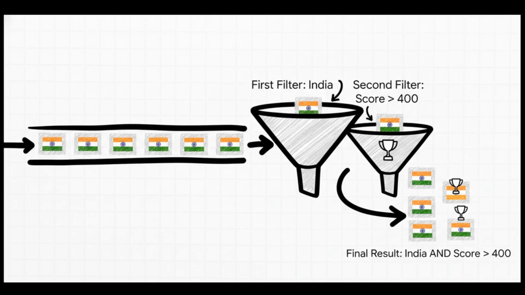And we can get even more precise by stacking our conditions. Here we add and score greater than 400. So now we're not just asking for customers from India, we're asking for customers from India who also have a score over 400. See how we're starting to zero in on exactly what we're looking for?